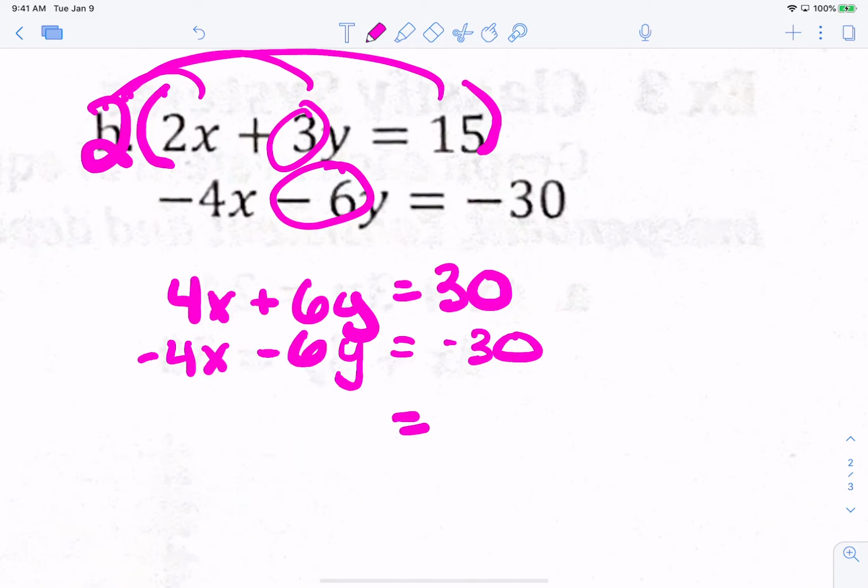Okay, here's my equal sign. I'm going to drop him down. Oh man, 4x minus 4x, he's gone. 6y minus 6y, he's gone. So what's on the left side?